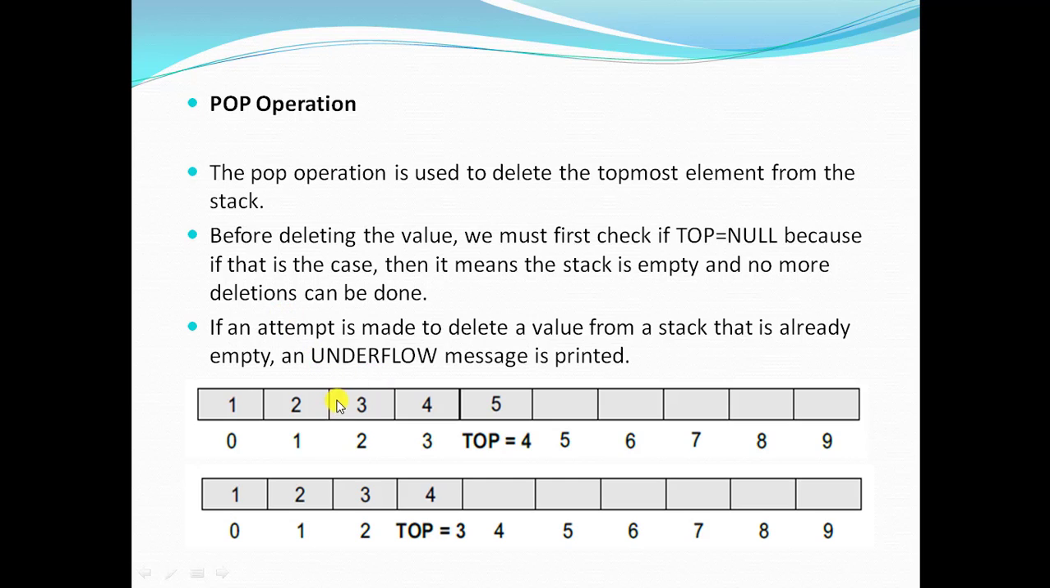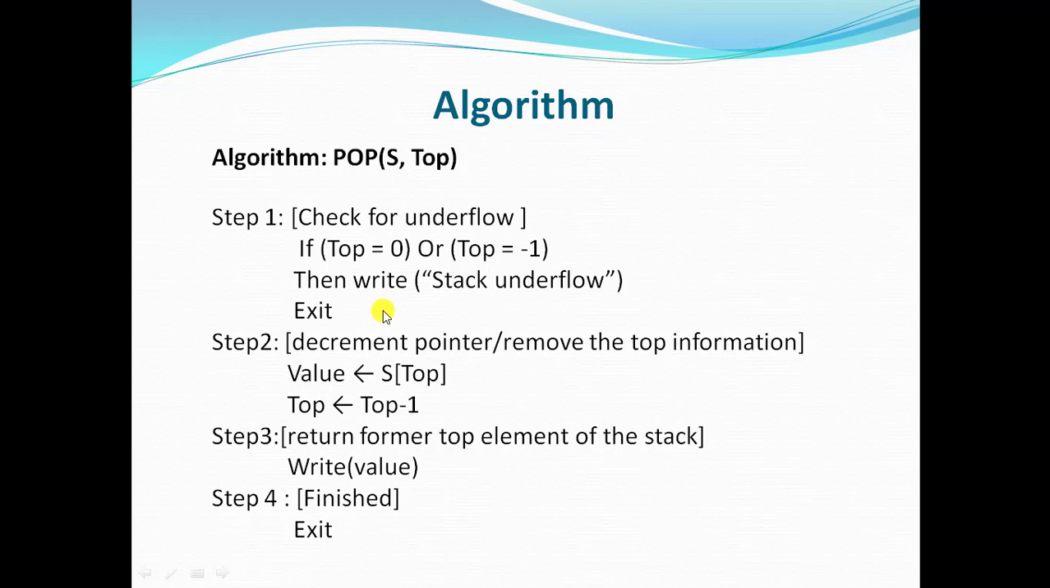Let's take one example. There are 5 elements and the top position is 4th. Whenever we want to delete an element, we have to decrement the top value, that is top is equal to top minus 1, that is 4 minus 1, that is equal to 3, and the corresponding element will be deleted. Next we will see the algorithm of pop operation.